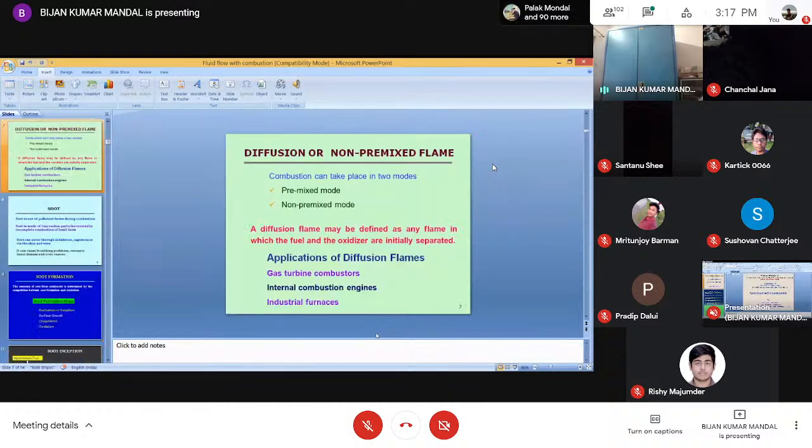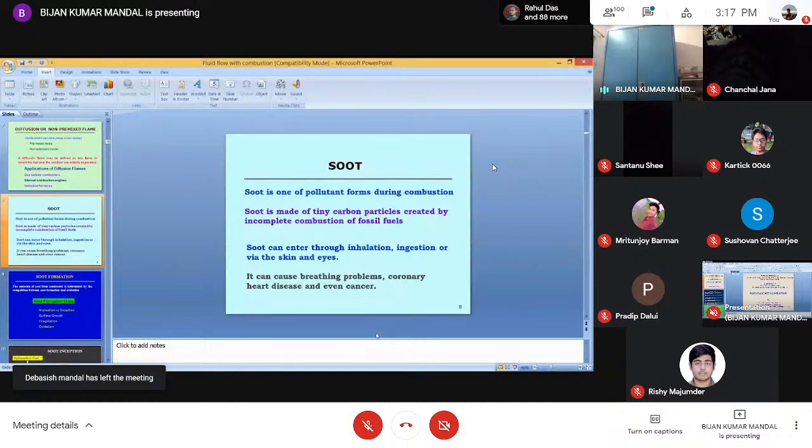So as I already told, now diffusion flame is any flame in which the fuel and oxidizer are initially not mixed, rather separated. There are some very important applications of this in gas turbine combustors, internal combustion engines like your diesel engines, and of course different industrial furnaces.